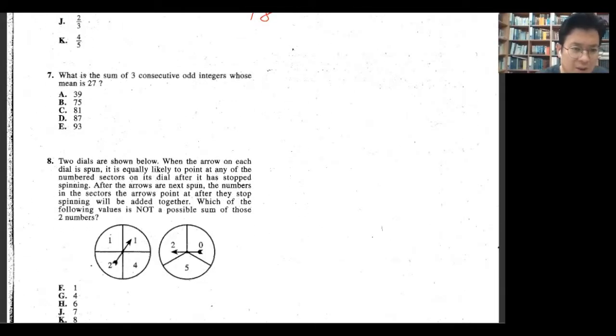What is the sum of 3 consecutive odd integers? The mean is 27. So the mean is 27, then you have to subtract 1. This one has to be the middle one. So then 25, 27, and 29. You'll add it up: 81.